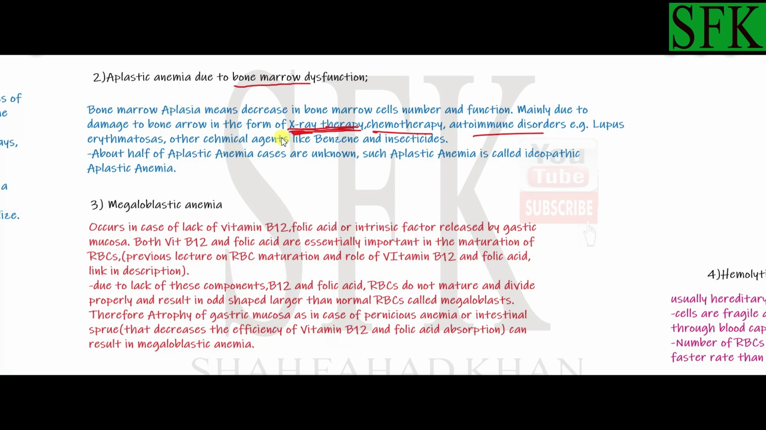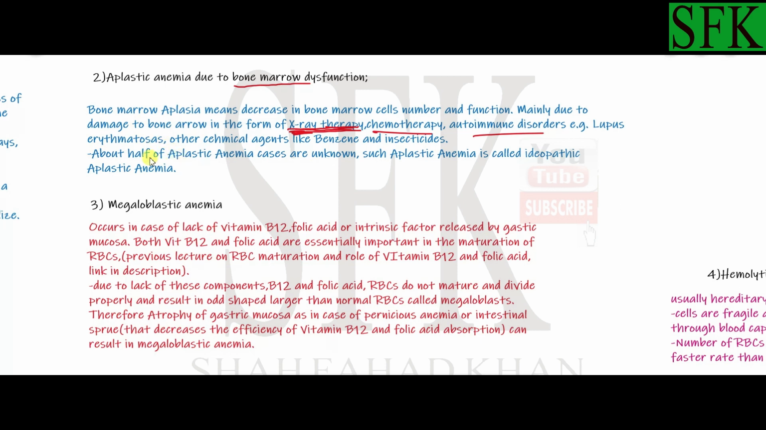As a result, since the red blood cells arise from bone marrow cells, since bone marrow cells are the precursors of red blood cells, if bone marrow aplasia occurs, the red blood cell concentration also decreases. Aplasia means a decrease in the number of cells, so bone marrow aplasia means a decrease in the number of bone marrow cells. An autoimmune disorder that I have listed as an example is lupus erythematosus, in which the bone marrow is attacked by the body's own immune system, and so the bone marrow cells are destroyed. Other chemicals like benzene and insecticides can also damage the bone marrow, leading to its dysfunction.